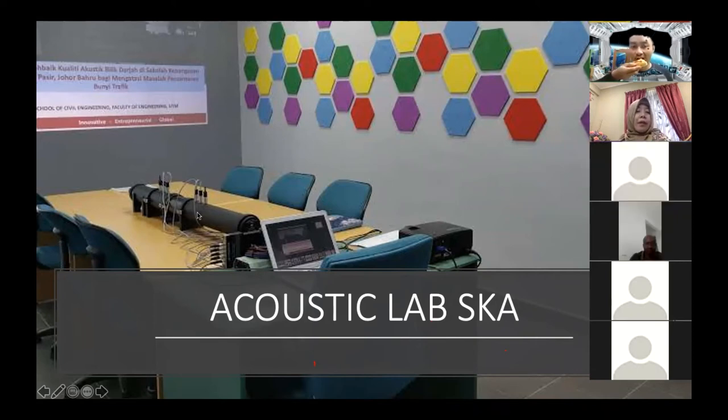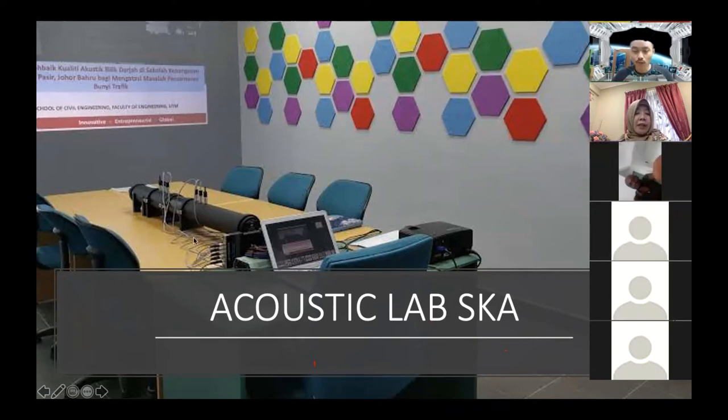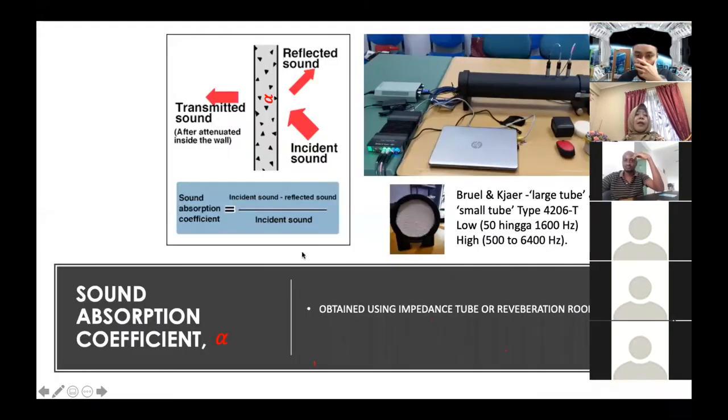This is the impedance tube. It can measure sound absorption and also transmission loss. Okay, what is sound absorption?